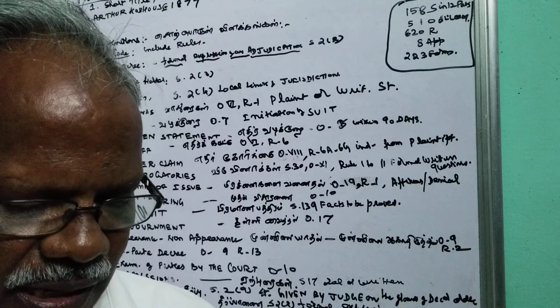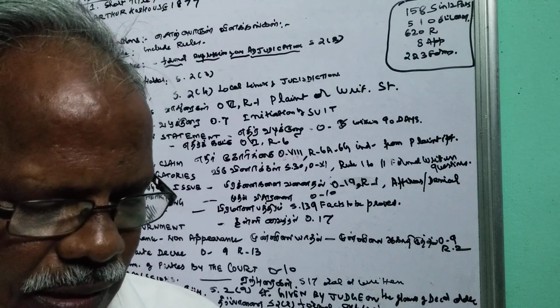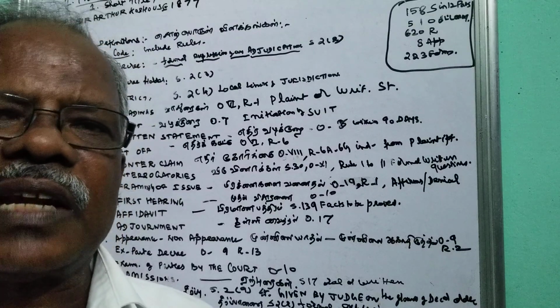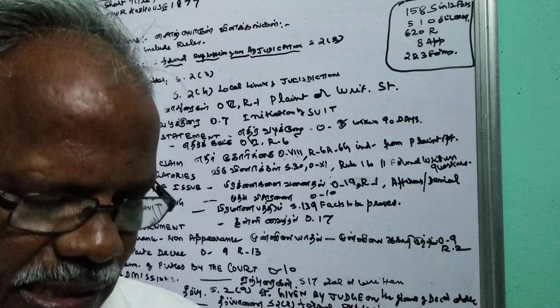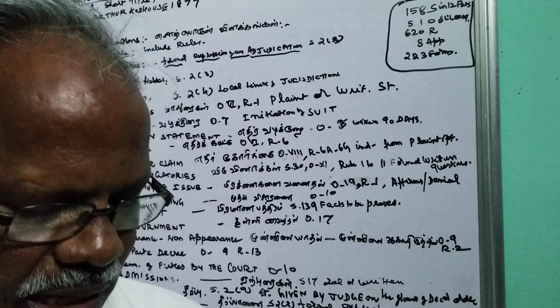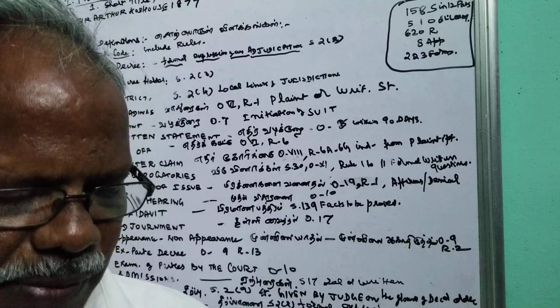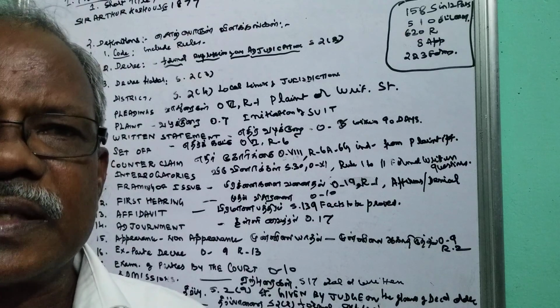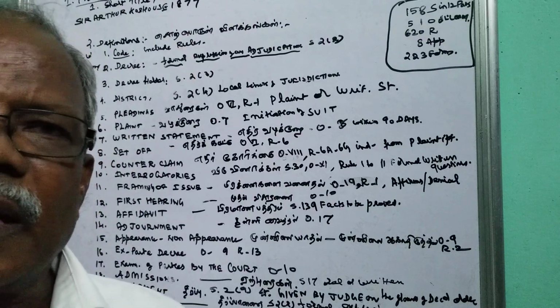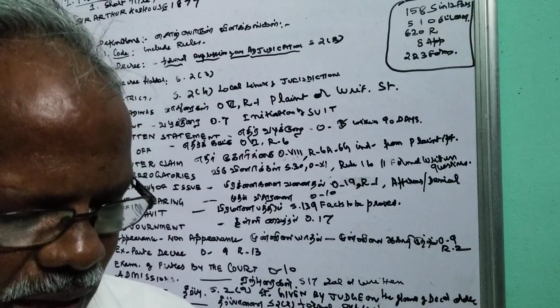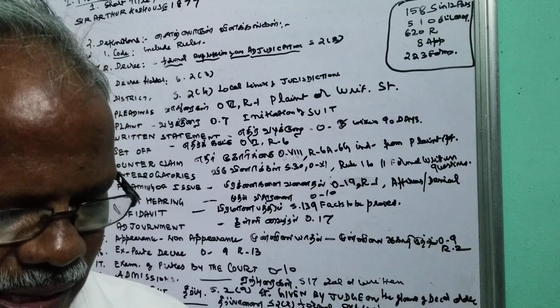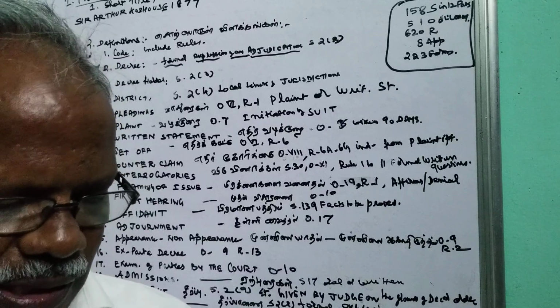Order 15, disposal of suit at the first hearing itself. So if it is not fit for hearing, it is disposed of in the first hearing itself. And order 16, summoning and attendance of witnesses, the issue of summoning and the attendance of witnesses in court. Order 17, adjournments. Order 18, hearing of suit.